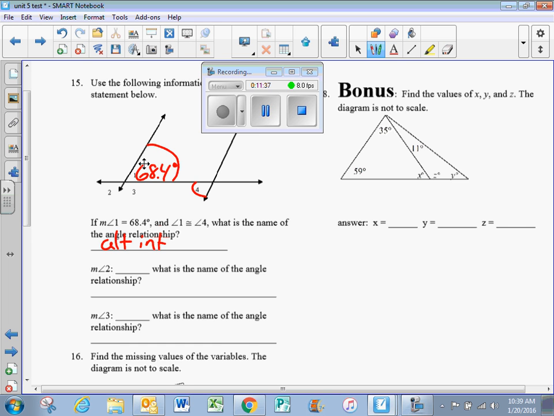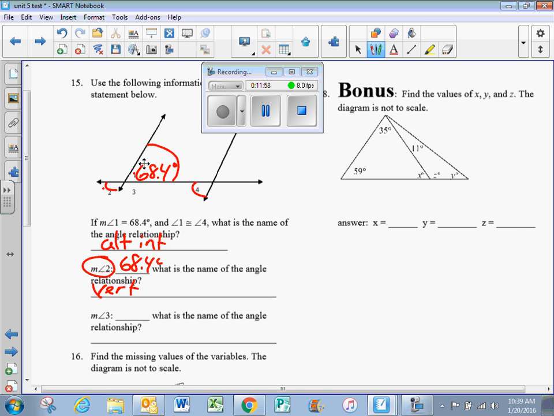Okay. What is the measure of angle 2? Guys, we've been using this measure of angle 2 on the whole test. The previous page says measure of, you know what that means. How many degrees is 2? Well, it's 68.4. They're vertical. It's vertical to 1. Okay? So they're vertical angles.